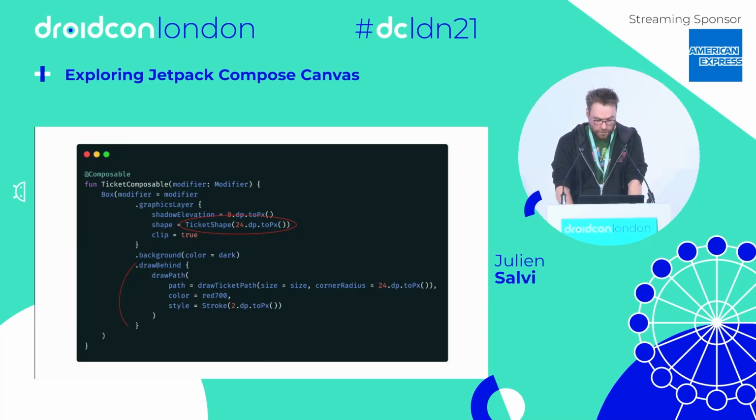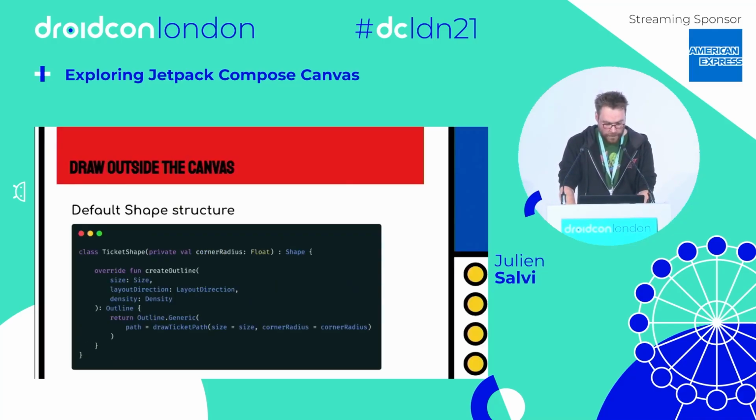So for that, I will be using the draw path method, where I will be passing the path and the color and style. After that it's up to you. Okay, so first the default shape API. You're going to define your shape. So here, for example, a ticket shape with a corner radius, implementing the shape interface. With the shape interface, it will create a new outline. And for example, if you want full customization, it will return a generic outline where you will be passing your own path for your new composable.